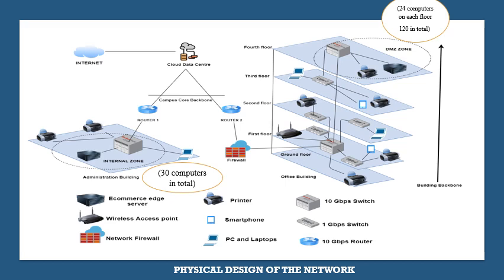Such distribution switches are then connected to different devices such as printers, smartphones, and computers so that the employees can use them as per their need. A wireless access point is also connected to the core switch in the office building so that employees can use Wi-Fi as needed. In the office building, there are 24 computers on each floor and 120 in total, whereas there are 30 computers in total in the administration building.